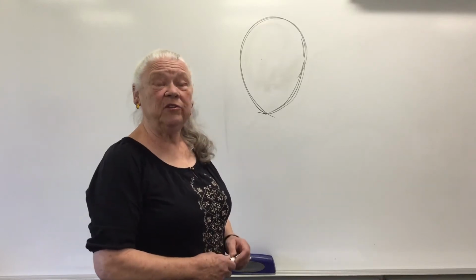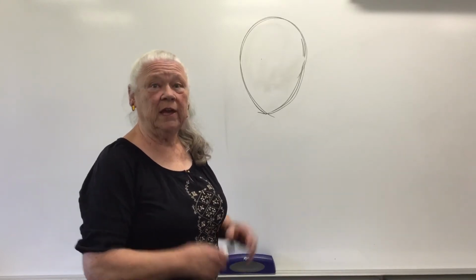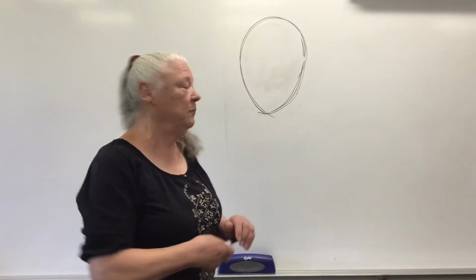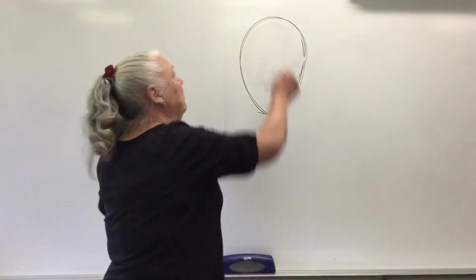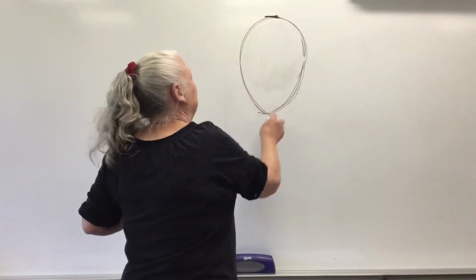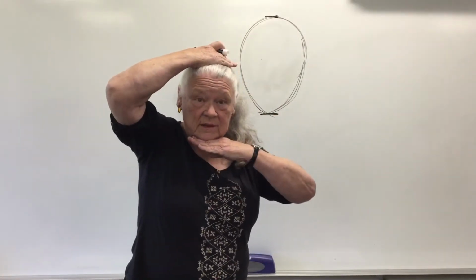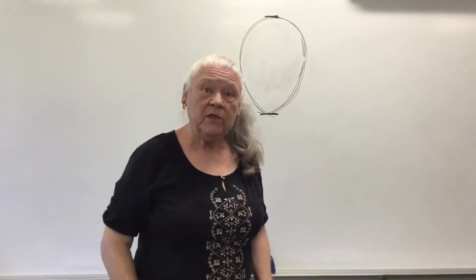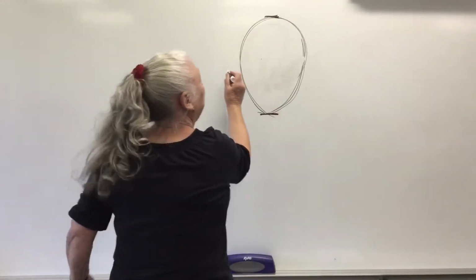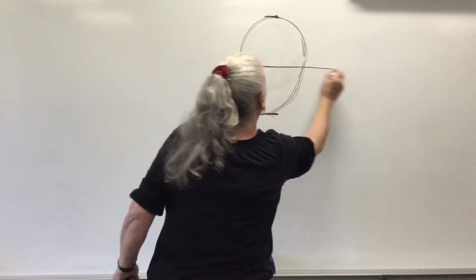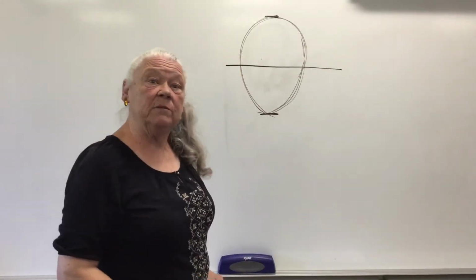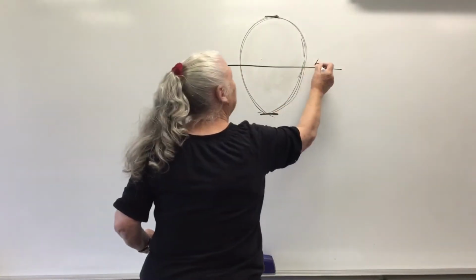Okay, now we're going to start working on some of the features and know where we're supposed to put them. If you measure from the top of the head to the bottom of the chin, like this, halfway down is where the eyes are. So we're going to put a line halfway down, and that's going to be the eye line.